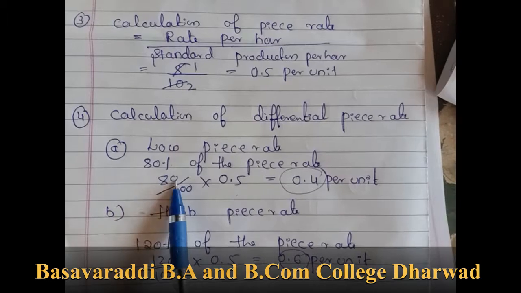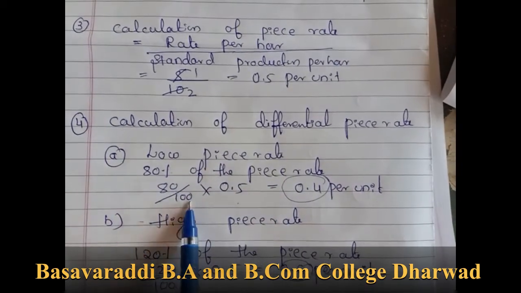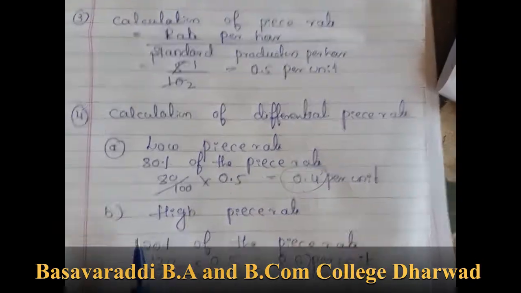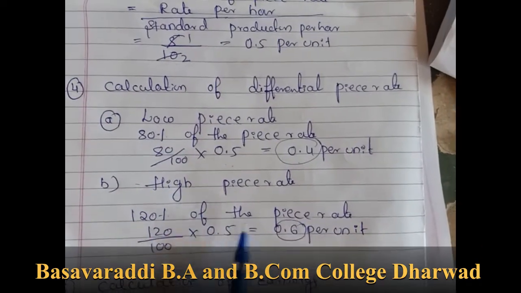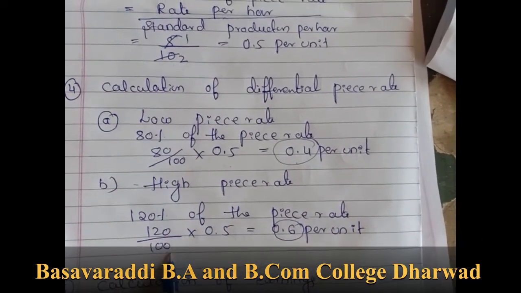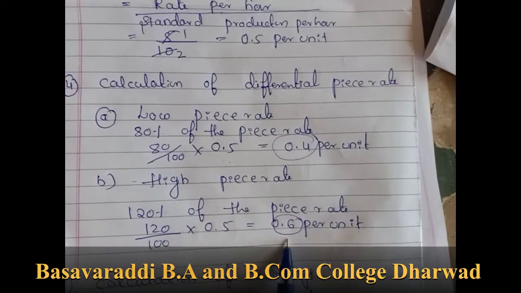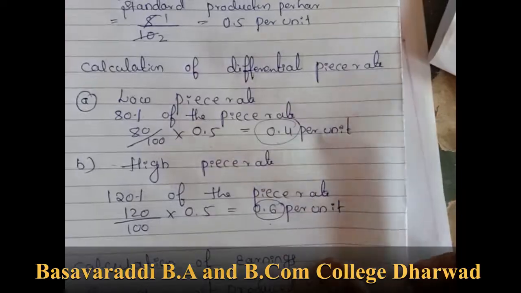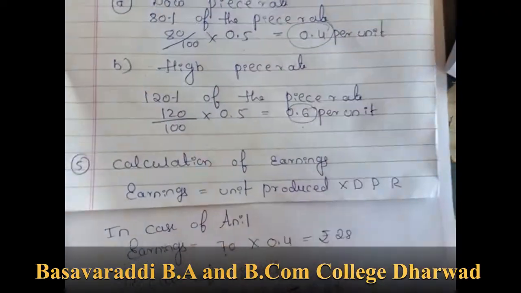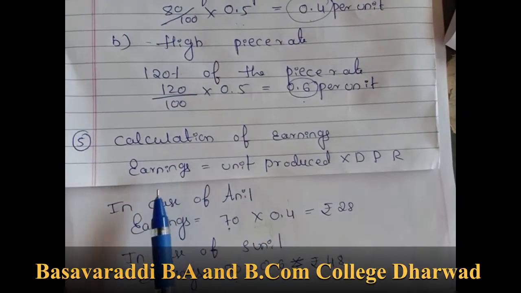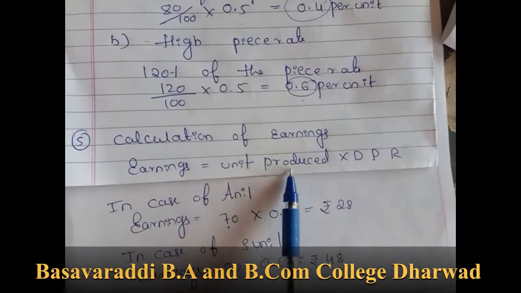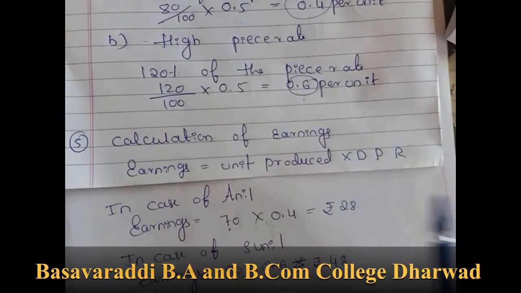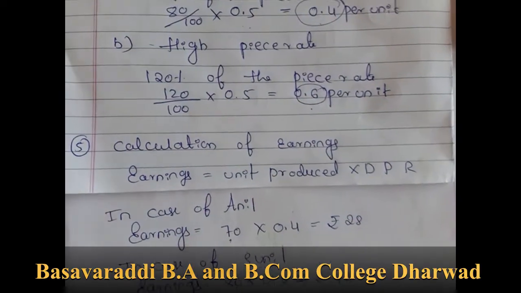Low piece rate, 80% of the piece rate: 80 divided by 100 into 0.5 is 0.4. High piece rate, 120% of the piece rate: 120 divided by 100 into 0.5 is 0.6 per unit. Next, we have to calculate the earnings. Earnings is equal to units produced into differential piece rate. DPR is nothing but differential piece rate.